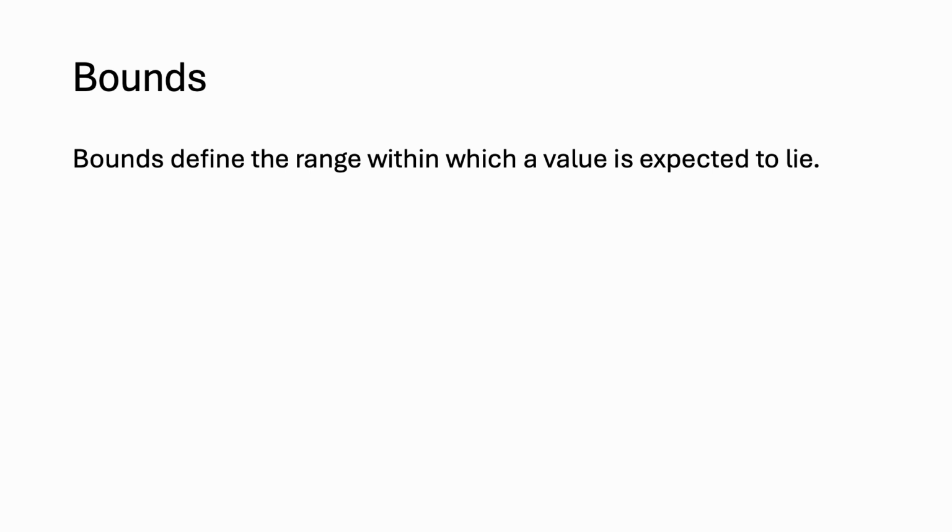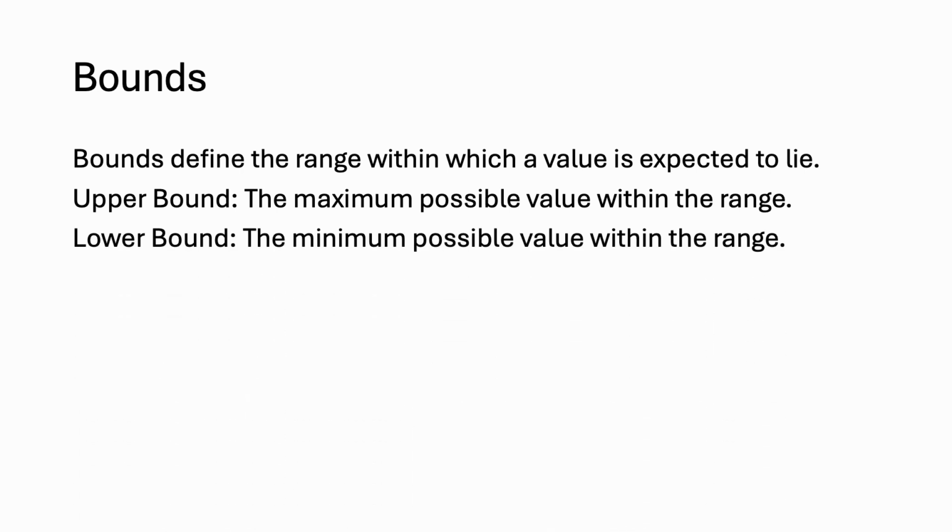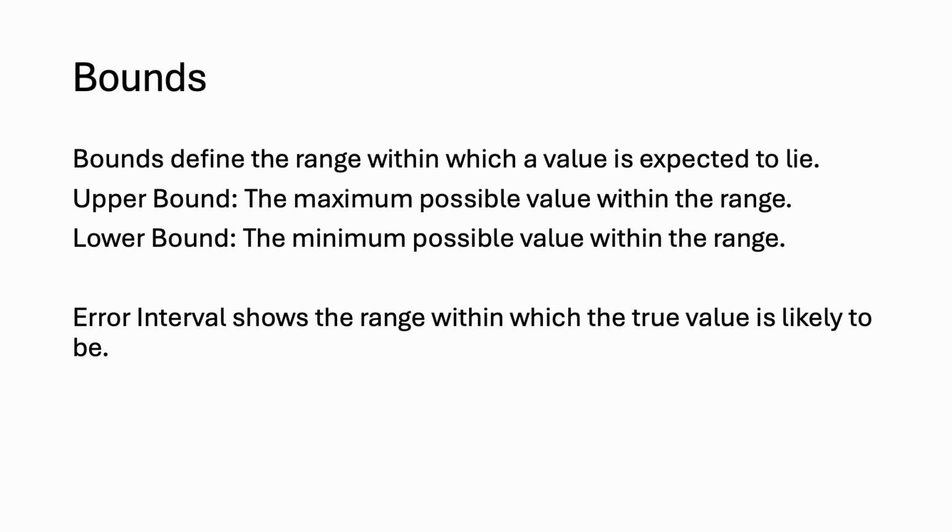Bounds define the range within which a value is expected to lie. The upper bound is the maximum possible value within the range, and the lower bound is the minimum possible value within the range. An error interval essentially shows the range within which the true value is likely to be.